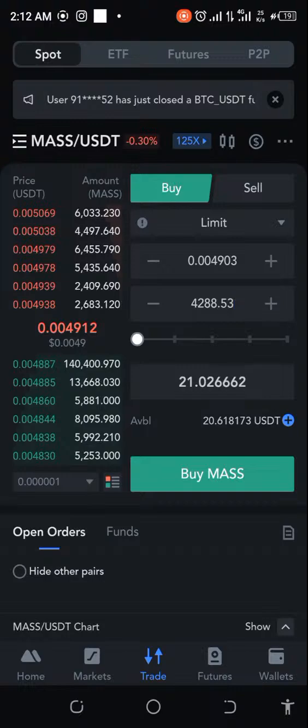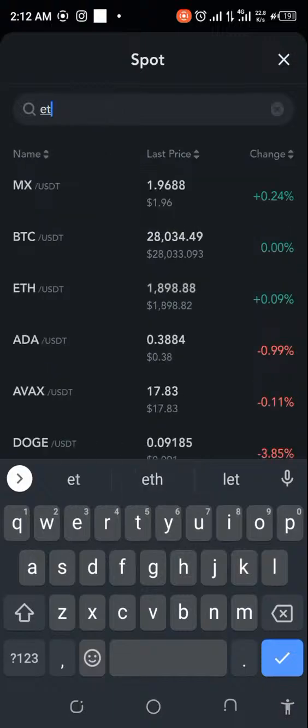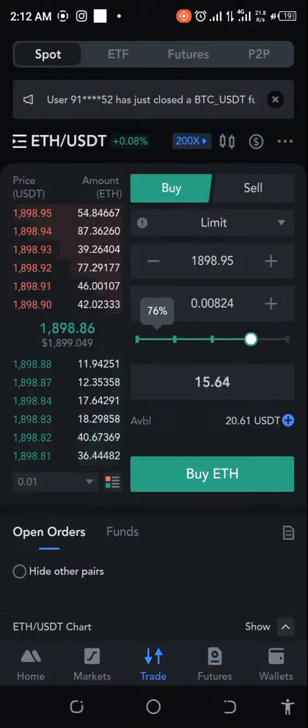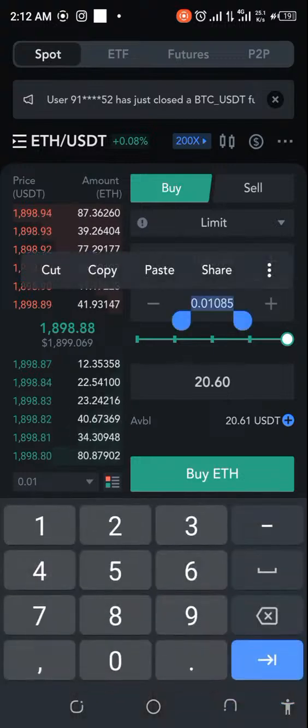So let's go back to ETH, right? We have to get ETH first. So let's just do that very quickly. ETH, and then we pick up everything that we can get. Oh, well, it was picking up only 20.60. So let's just take that up. This one, I'm very sure it will execute immediately.